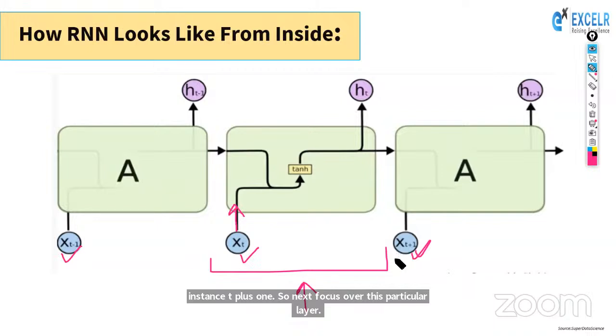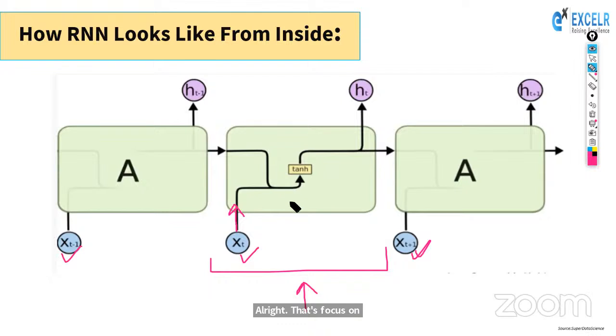Let's focus on this particular layer. In this layer, we have two inputs. One input is coming from the input layer. Another input is coming from the previous hidden layer output, which is this one, right? This is the previous hidden layer output.